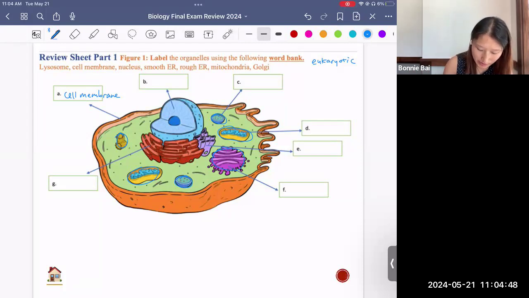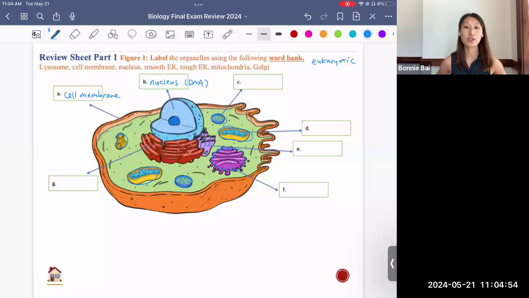B is our nucleus. And the nucleus is where you store your genetic material, which is DNA for most organisms. The nuclear membrane, which is on the outside, is also a selectively permeable membrane.